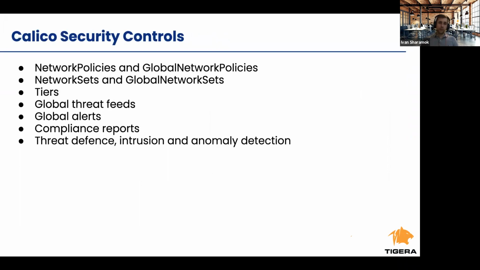Out of the security controls that Calico offers, the network policy, global network policies, network sets and global network sets, those are available in both Calico Open Source and Calico Enterprise, whereas everything else listed in here, like tiers, global threats, global alerts, compliance reports, and threat defense mechanisms, those are attributes of Calico Enterprise.